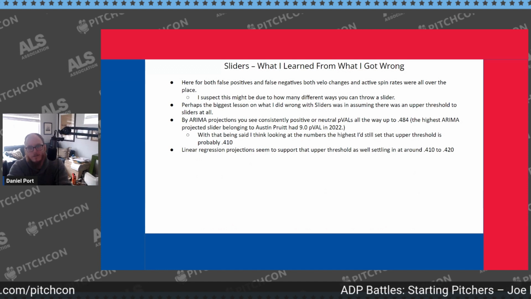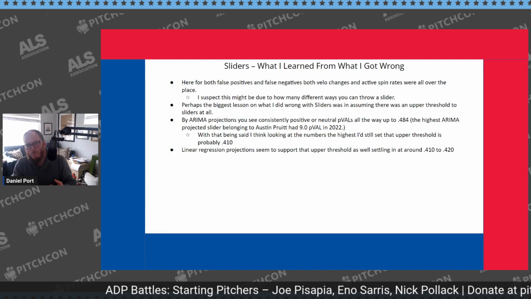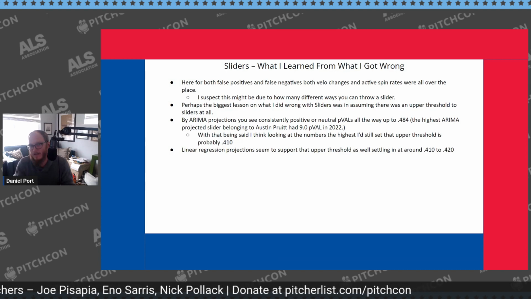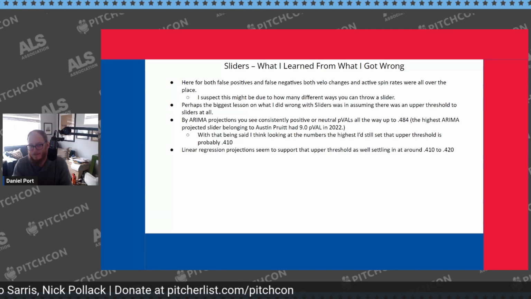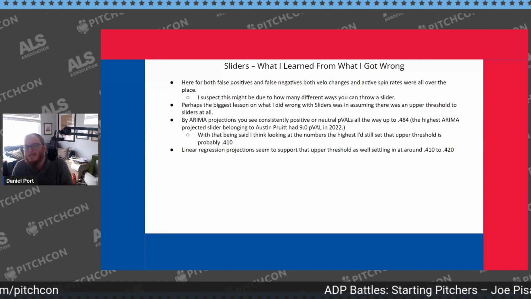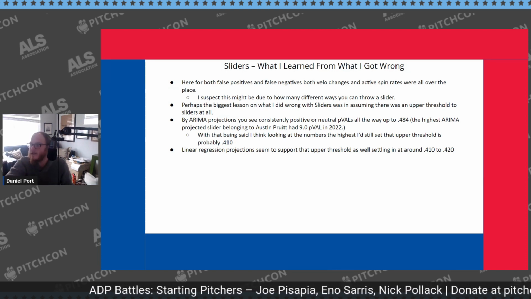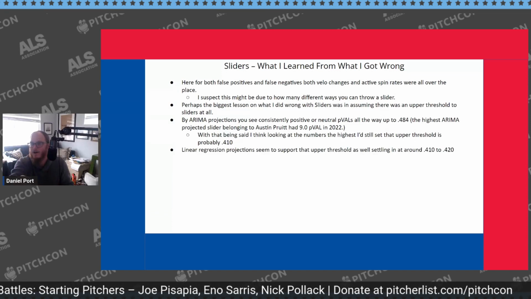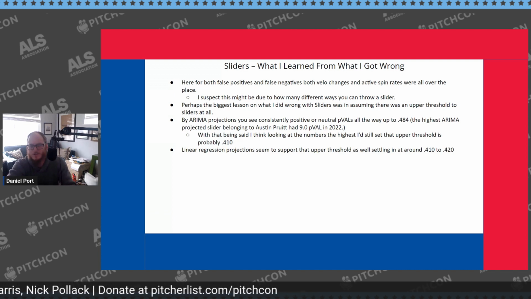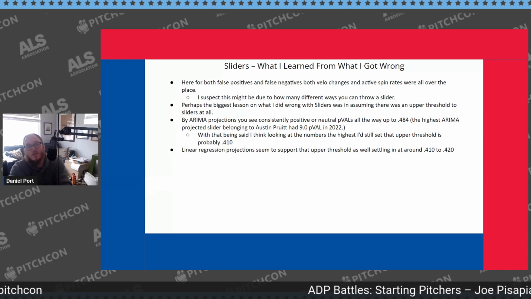So looking at sliders, the first things to look at are both false positives and false negatives. Honestly, there wasn't a massive connection, it seemed, to velocity changes or active spin rates. They were all over the place for both groups. My guess is this is due to how many different ways you can throw a slider. You can throw a gyro slider, which is a much tighter slider. You can throw big looping sliders with a ton of horizontal movement. You can get to where it's almost like a slurve. There are so many different ways you can throw a slider that I feel that is partially why that is the case.